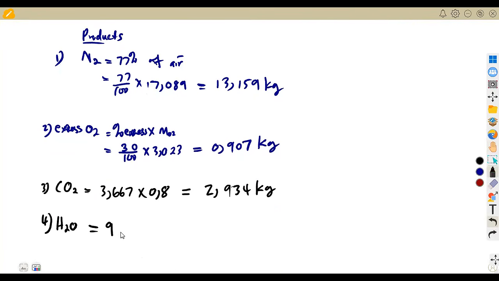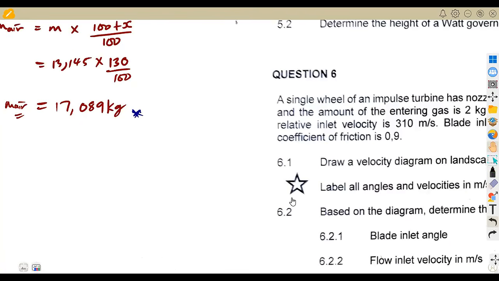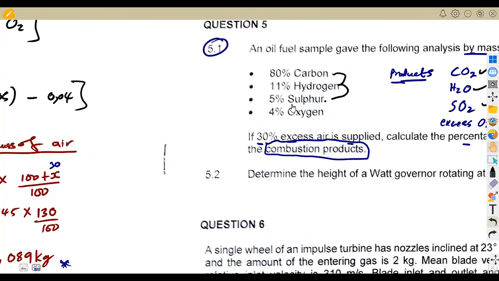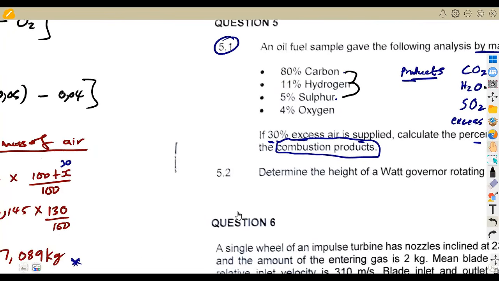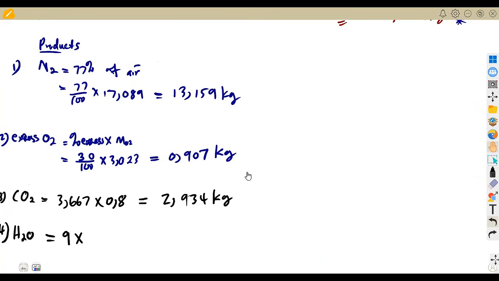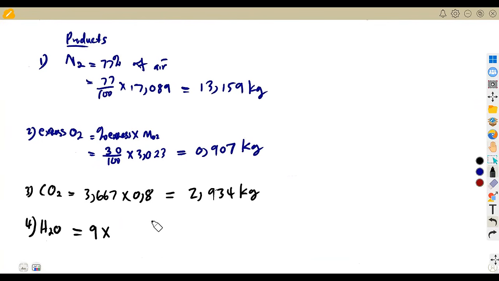So that's 9 kgs of water times the percentage that we have for hydrogen, which is 0,11, which is 11%. So we are going to multiply by 0,11. That's it. We've got 0,99 kilograms. All right. And if you check there, the last product was sulfur dioxide in this case.